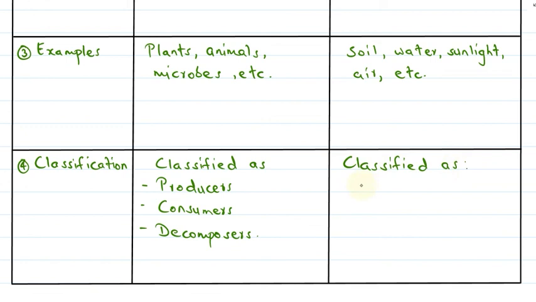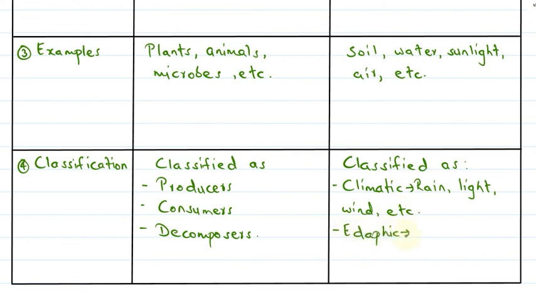And the abiotic or the non-living component can be classified as climatic, and under the climatic classification it will include rain, light, wind, etc. And then the next would be edaphic, and under edaphic it would include soil, minerals, landscape, etc. Okay, so these are the differences between the living and the non-living component.